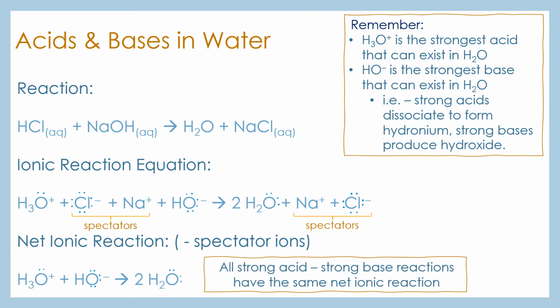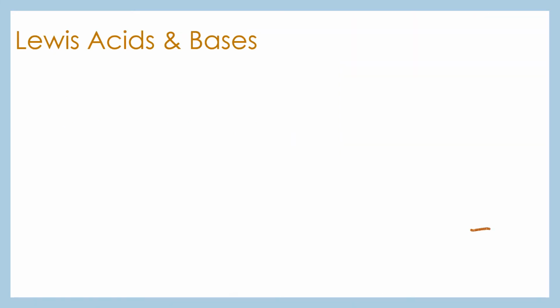So all strong acid, strong base reactions have the same net ionic reaction. So let's talk about Lewis acids and bases. How is this definition different from Bronsted-Lowry? So reminder, Bronsted-Lowry acids and bases are all about the transfer of protons.